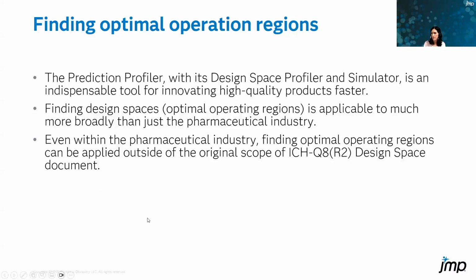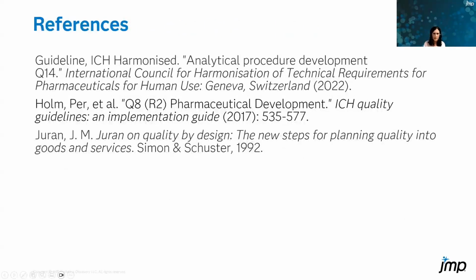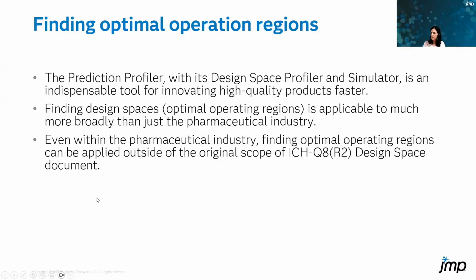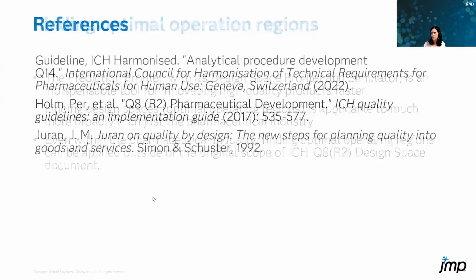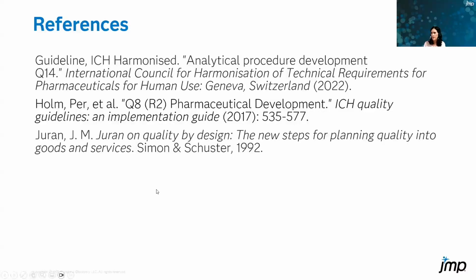It's much broader than that. So even within the pharmaceutical industry, finding optimal operating regions can be applied outside of the original scope of that design space document. As we saw in that last example, it can be applied to analytical process procedures and can be used to find an MODR as well. So very widely applicable. So these are my references.